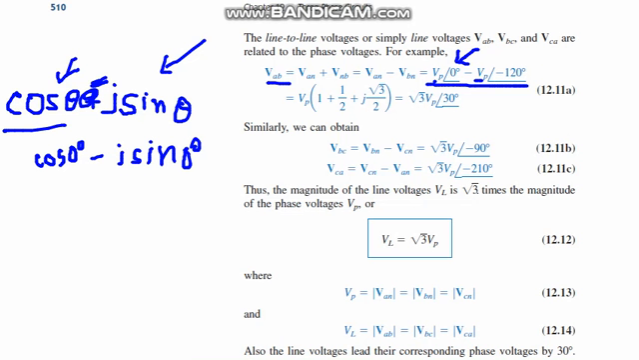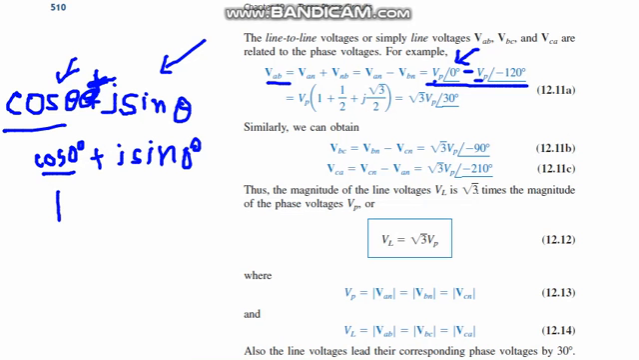Now, after putting this, cos 0 degree means 1. Similarly, sin 0 degree means 0. Sorry, I was wrong here. It will be plus, not minus, because there is a minus already. I overlooked it. This minus will come here.